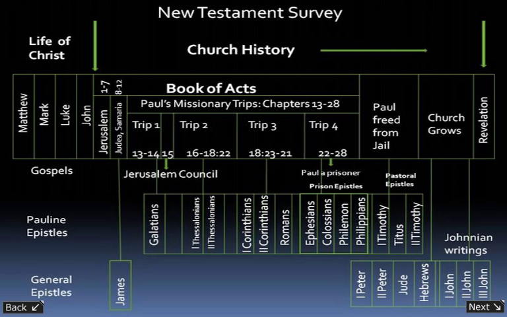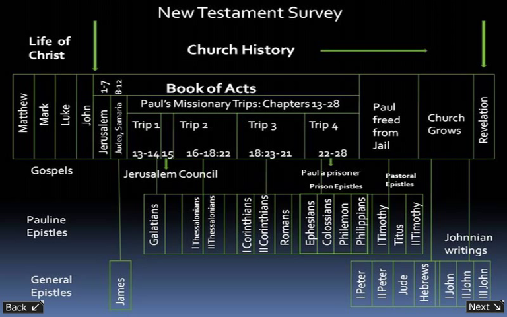One last overview of the whole New Testament. We have the life of Christ in the Gospels, Matthew, Mark, Luke, and John. We have church history in the book of Acts. It starts out with Jerusalem, then goes to Judea and Samaria, then the uttermost parts of the earth. The key verse is Acts chapter 1, verse 8.